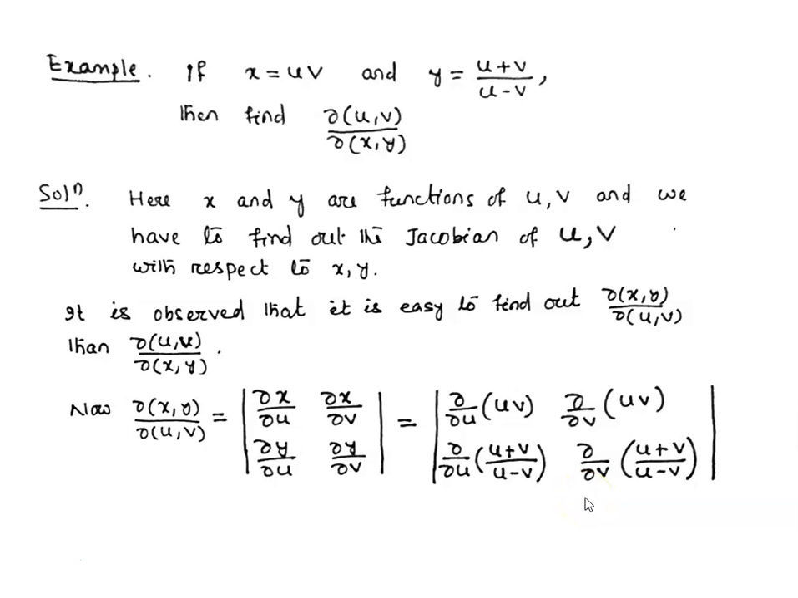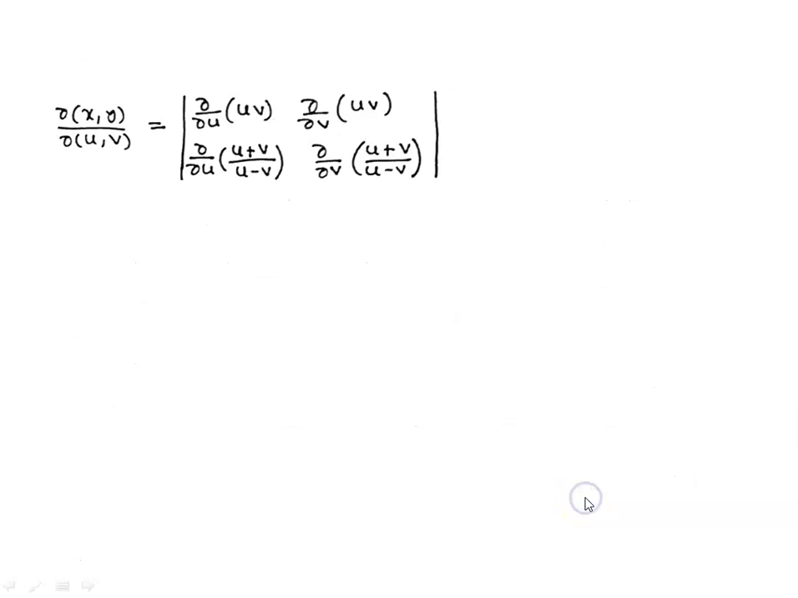Now taking the partial derivative of these four terms, we have this, because partial derivative of uv with respect to u is v. As v is a constant here, v we have taken as it is, and the derivative of u with respect to u is 1. Similarly, partial derivative of uv with respect to v, here u is a constant, u is taken as it is, and the derivative of v with respect to v is 1. So we have the partial derivative as u.